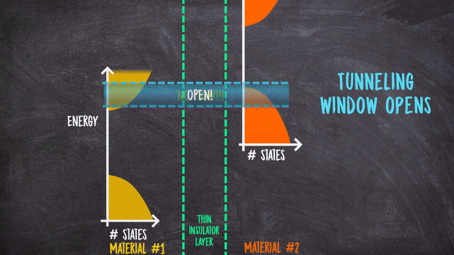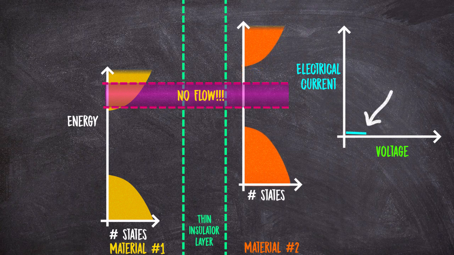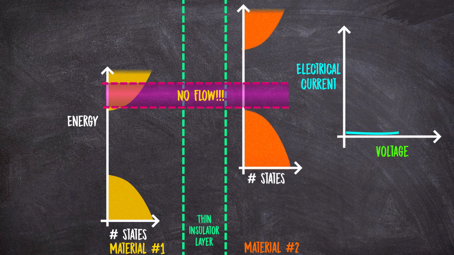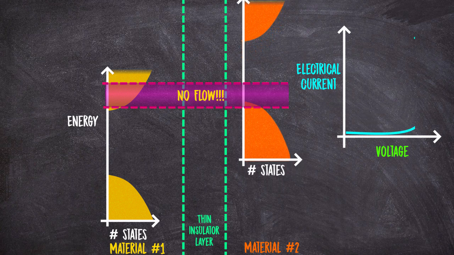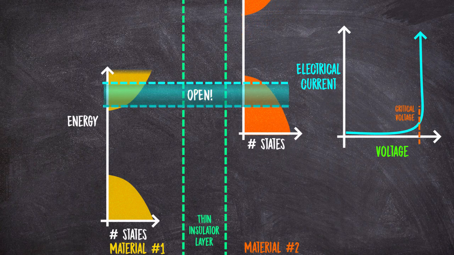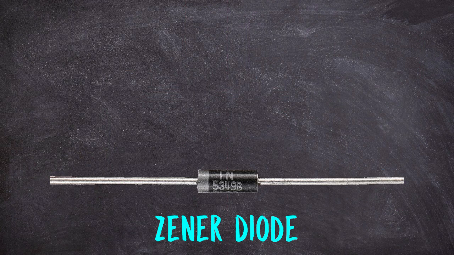Because of this, if you were to plot the current that flows through such a device versus voltage, it would initially be very small, meaning it's acting like a resistor and it's blocking the flow of electricity. And that would continue as our voltage gets higher and higher until, at some very specific critical voltage, this tunneling window opens up and it becomes extremely conductive. This effect is called Zener breakdown, and although breakdown sounds like a bad word, it's actually something we can use to make something called a Zener diode.